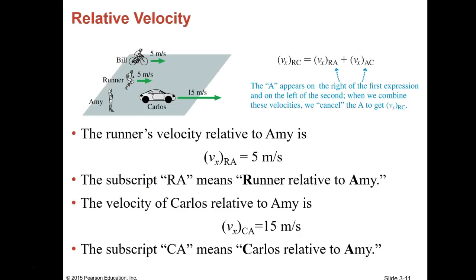Okay. So first of all, relative to Amy, the runner looks like they're going 5 meters per second away from Amy. From Amy's point of view, Carlos is going 15 meters per second. The runner is going 5 meters per second. The bike's going 5 meters per second.